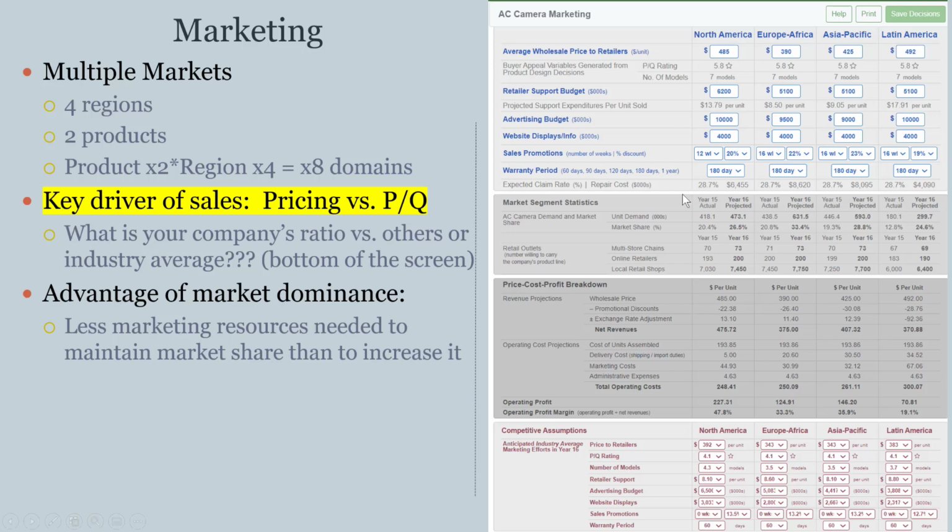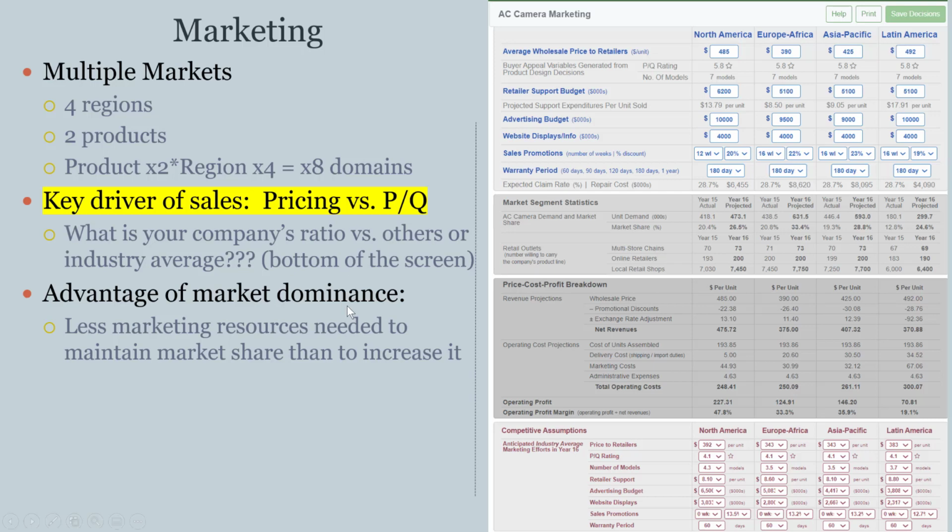Obviously, we're also looking at retail support budgets, so you're setting up displays in stores and anything associated with trying to get your products on the shelves of stores would be involved with that. Obviously, advertising, website displays, sales promotions, all of these things have a cost to them. And then warranty period, we'll talk about a little later. Depending on the warranty period, that's going to impact your expected claim rate, which is going to increase your costs. So you're going to sell more, but your costs are going to be higher, and you've got to balance that out.